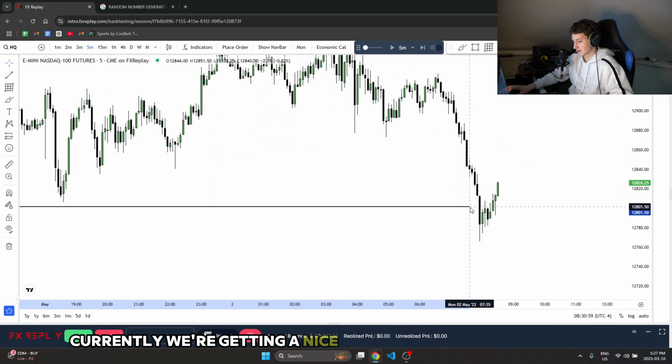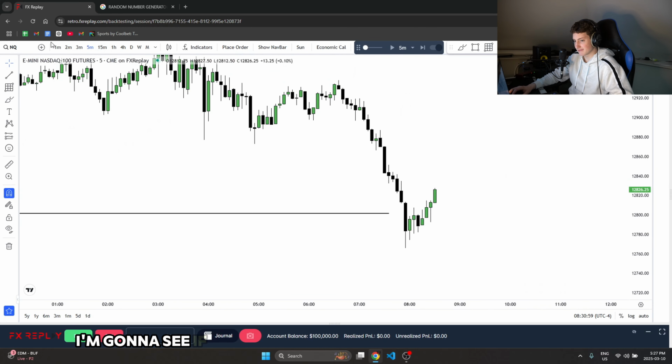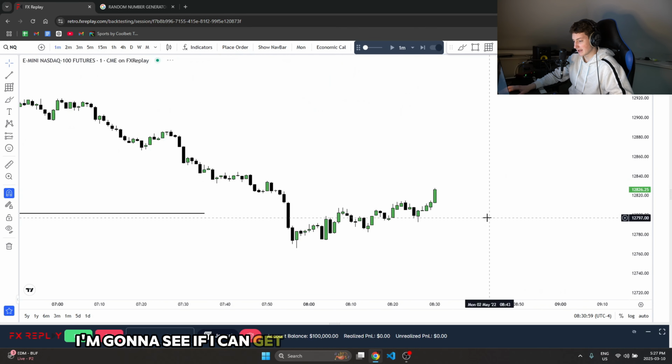Currently we're getting a nice bullish reaction out of there. I'm going to see if I can get in on this potentially bullish move. Okay, it really depends. What I'm seeing right now, down here, what do I always talk about? Trendline liquidity. I'm expecting this to probably get ran. And we ran some of it, not much of it. That's not a bad setup. I think I'll stay out of it.